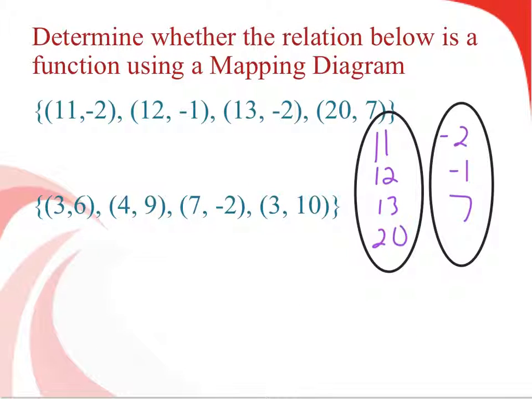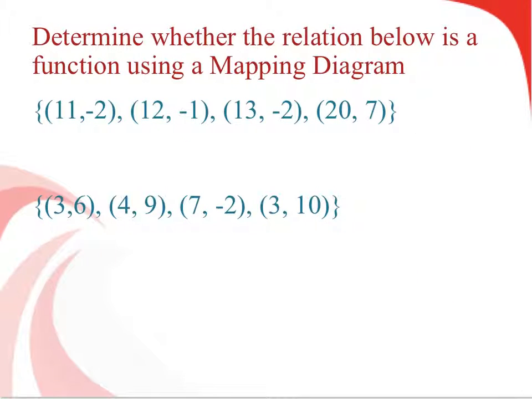In this case, we need to determine whether the relation below this is a function. So what I did is I created a mapping diagram. In this oval, I put all my x values, and in this oval, I put my y values. Now there are 4 y values, but I only listed 3 because one of them, the -2, is a repeat. Now I'm going to draw my lines. 9 goes to -2, 12 goes to -1, 13 goes to -2, 20 goes to 7. As you can see, each x only goes to one y value, so this is a function.